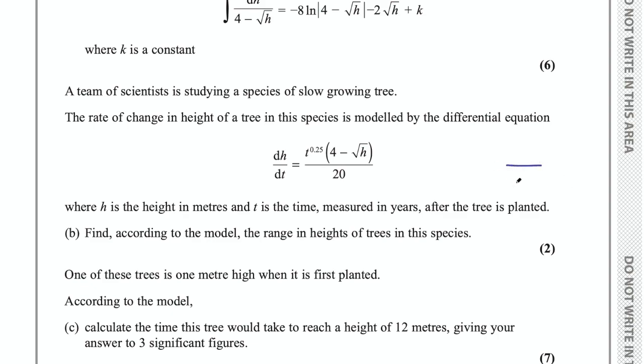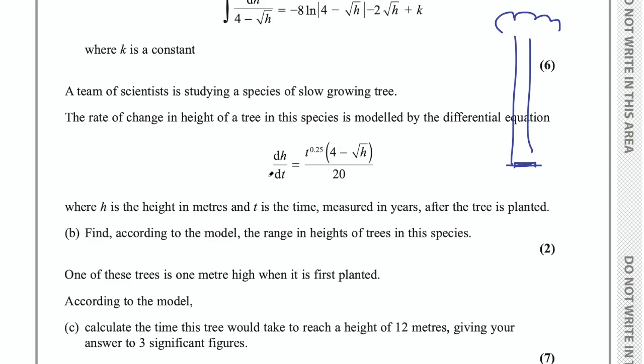It's not going to be really negative. Realistically, we're not talking about negative heights. So we're starting at 0, and what could it go up to? What would be the maximum height of the tree? Well, it would be when dh on dt is equal to 0. That will give us the min and max.